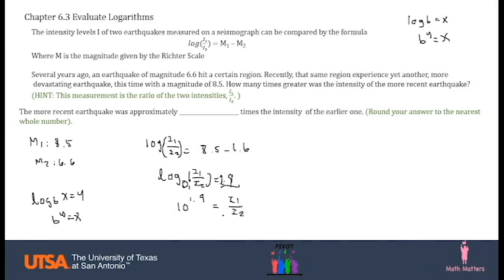And if you plug that value into the calculator, you would have I1 over I2 equals 79.43. And because we want a whole number, the answer is going to be 79.